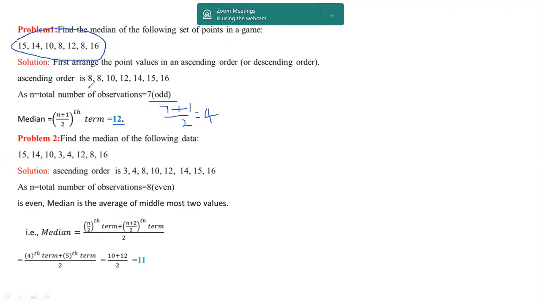So what is the fourth term in this ascending series? 8, 8, 10, 12. So the fourth term is 12. So the median of the given individual series is 12.